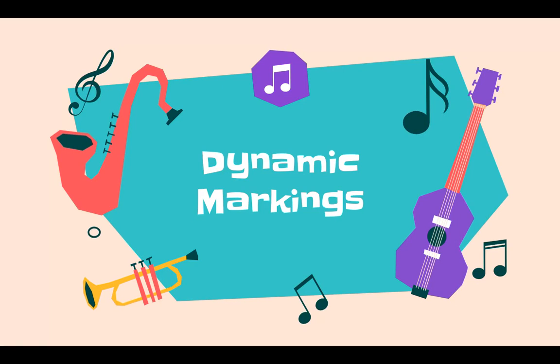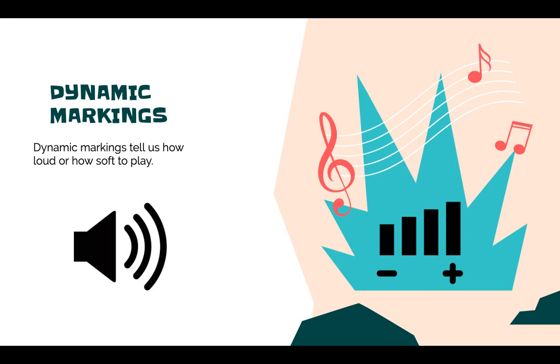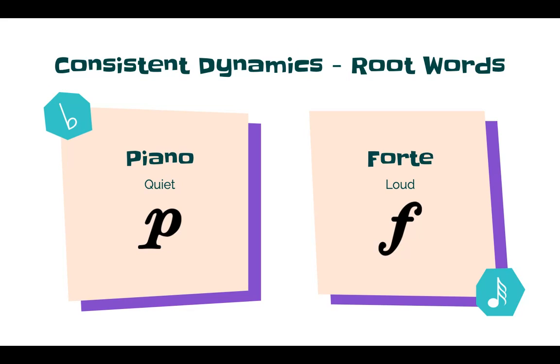Today we are going to be talking about dynamic markings. So dynamic markings are the markings that tell us how loud or how soft to play. They are the volume markings that appear in our music. So there's two dynamic marking root words we're going to talk about first, and these are for consistent dynamics. So once you see one of these symbols in your music, that's the level you will play it until you see your next dynamic marking.